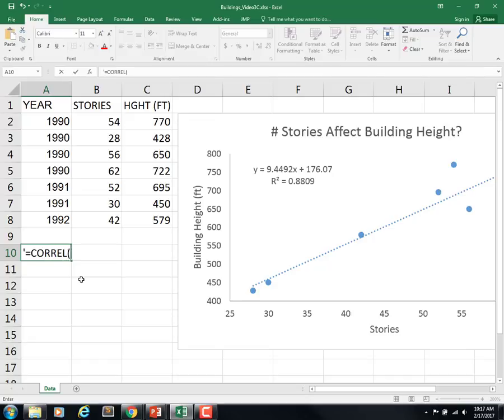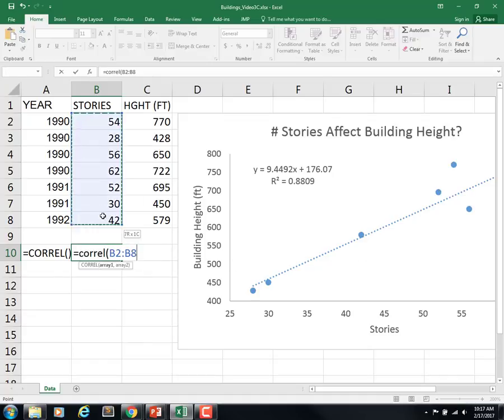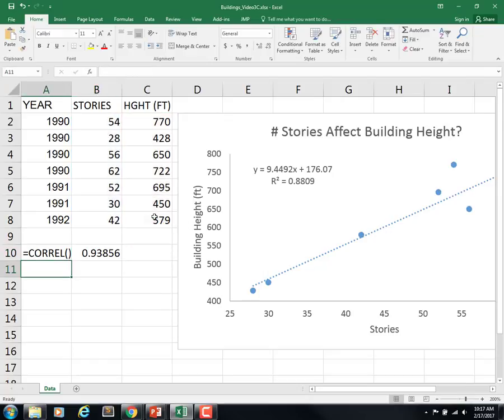Remember, the correlation coefficient we use equals CORREL. And notice I put a single quote in front of that so that it would not use the actual function, it puts it as text. So there's my first array, my x's, my second array, my y's, and we see the correlation coefficient is at 0.93856 that we had seen before.